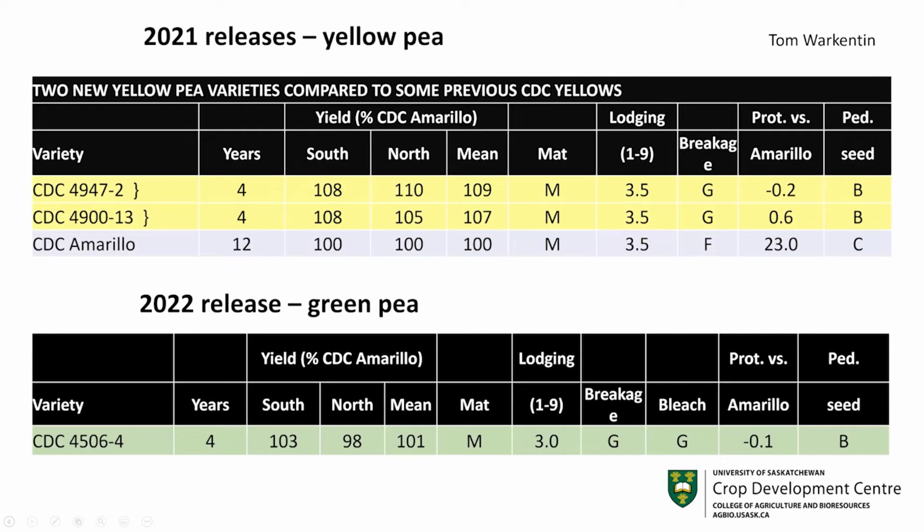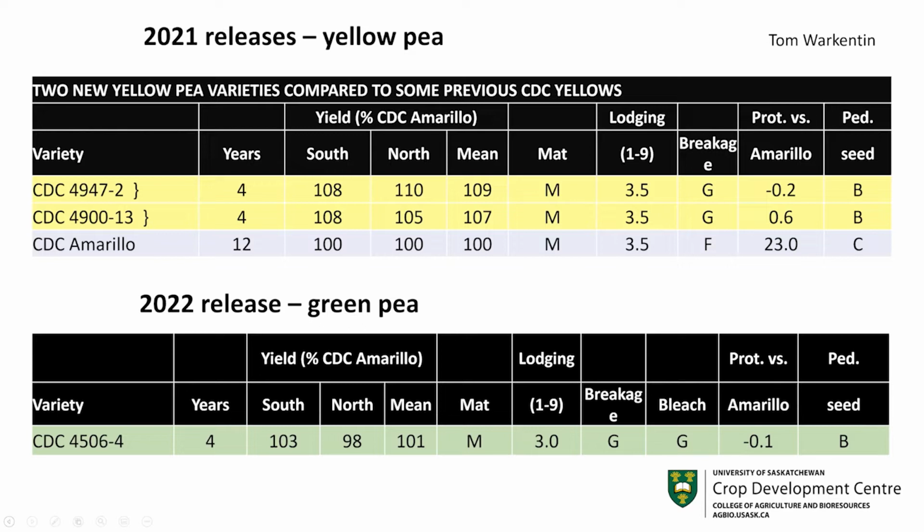The next one is the field pea program by Dr. Tom Warkentin. He will be proposing these two yellow peas, 4947-2 and 4900-13. The check for yellow pea is CDC Amarillo. These two cultivars have very high yield potential in both the north and south growing regions, averaging about 7 to 9% higher, with similar maturity and lodging score to the check, and improvement in seed breakage score. Compared to Amarillo, these two candidates have a good score. For protein, one is higher and the other is about similar.